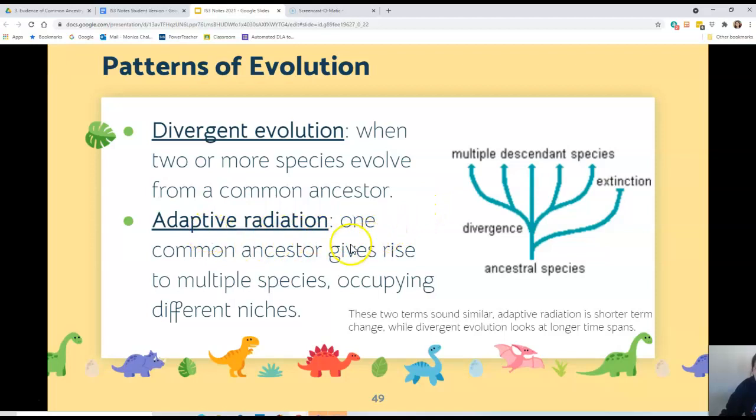Adaptive radiation is when one common ancestor gives rise to multiple species occupying different niches. So this whole entire thing shows adaptive radiation. Here you have one ancestral species, but you can see there are 1, 2, 3, 4, 5, 6 different species that have diverged from it. So it's very similar, but adaptive radiation is looking at a shorter term change, while divergence looks at longer time spans. That's how you can keep those two straight, because they both come from a single ancestor and then they branch out.